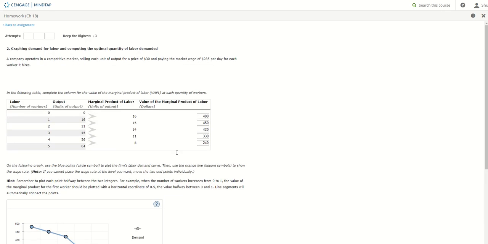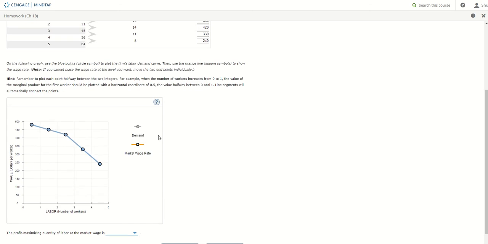And then the wage line. The wage is very simple, it's already given to us. So the wage is $285 per day. So we're going to do a horizontal line at $285. So that's 250 somewhere over here, right? Is that what they want us to do? Okay, now it's at 285. All right, here we go.